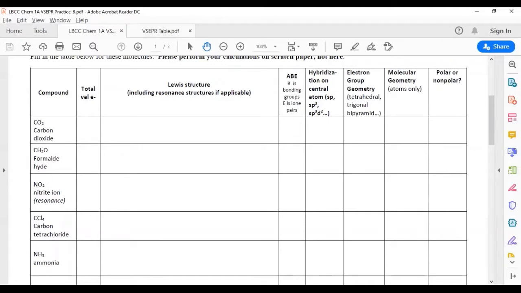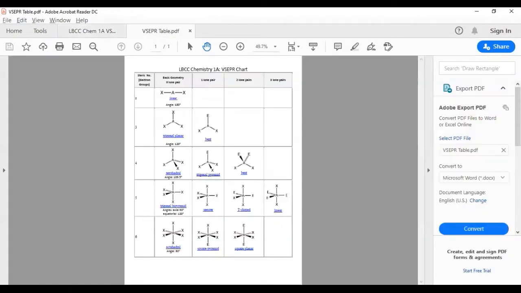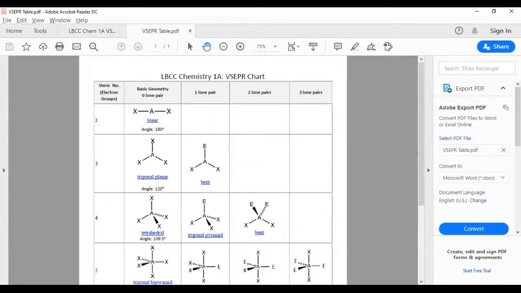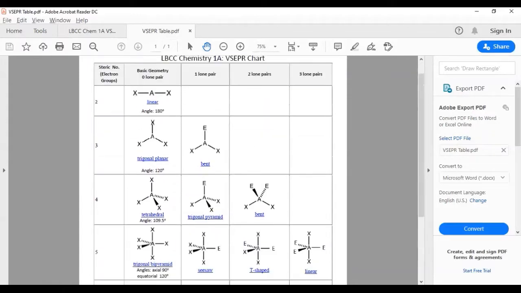Let's look at a table that I'm going to give you also. This VSEPR table looks like this. Again, let's zoom in so we can see how it works. Essentially, this table is a grid format, kind of like the Battleship game. On the left, once you have your Lewis structure, you're going to count the steric number. In other words, how many electron groups are attached to the central atom. And we go from 2 to 6. That's as far as we go.